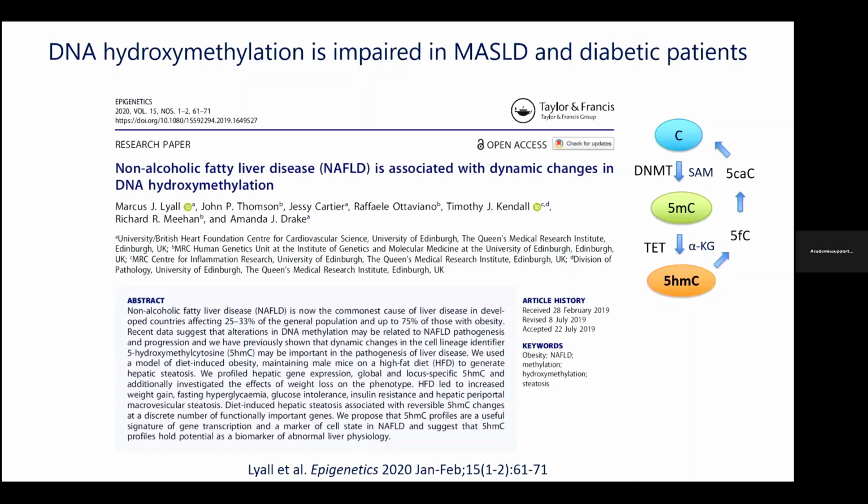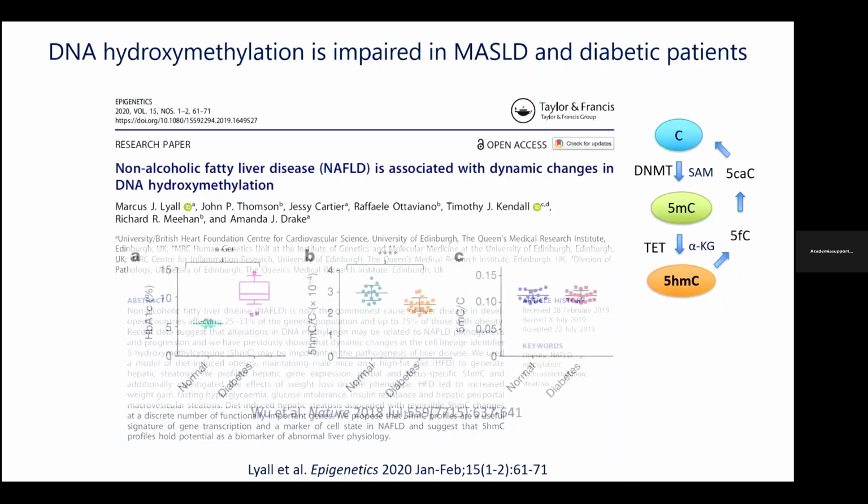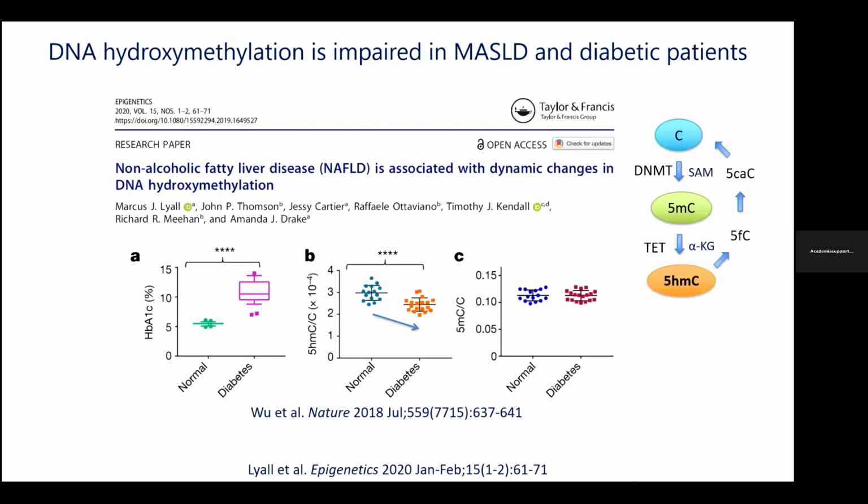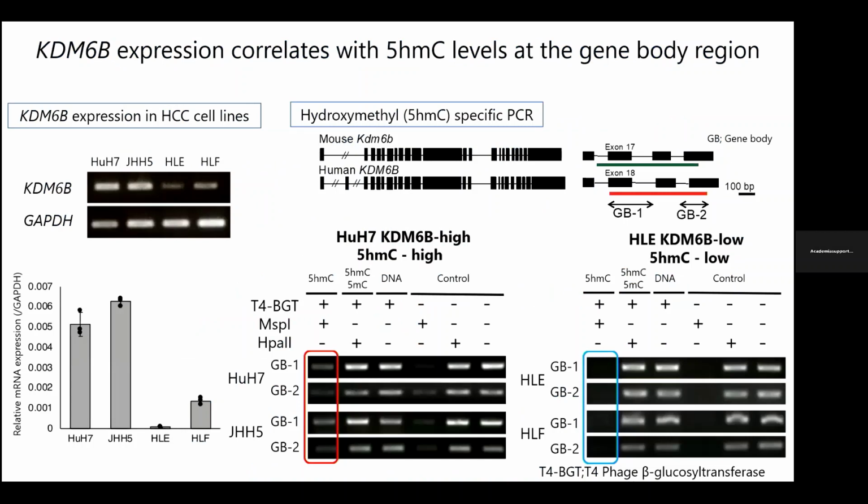Previous studies revealed that 5-hmC level is impaired in MAFLD tissues and diabetic patients, and it might be associated with regulation of gene expression. Then we analyzed the relationship between KDM6B expression and 5-hmC levels in human HCC lines. As shown, KDM6B expression correlates with 5-hmC levels at the CpG island within exons 17 to 18, suggesting that the regulation of KDM6B expression may depend on the 5-hmC levels.